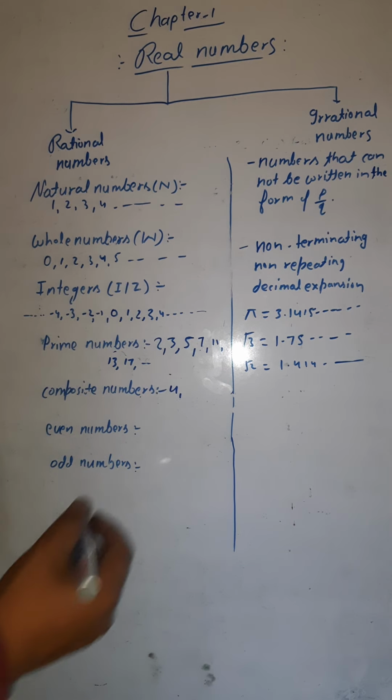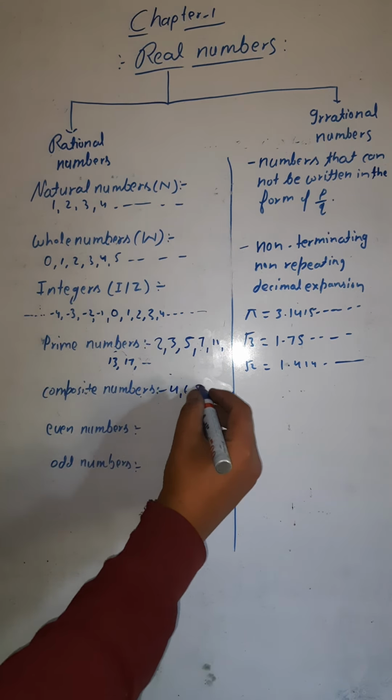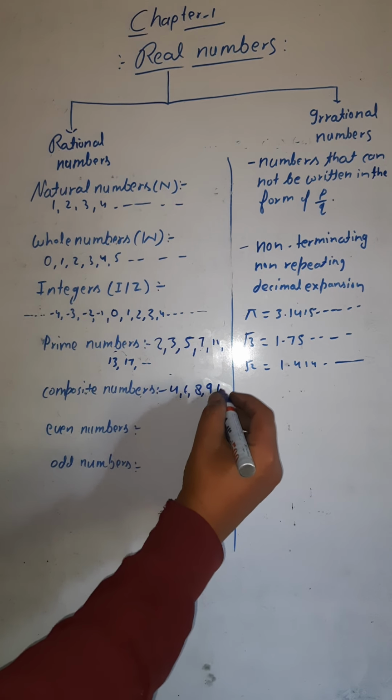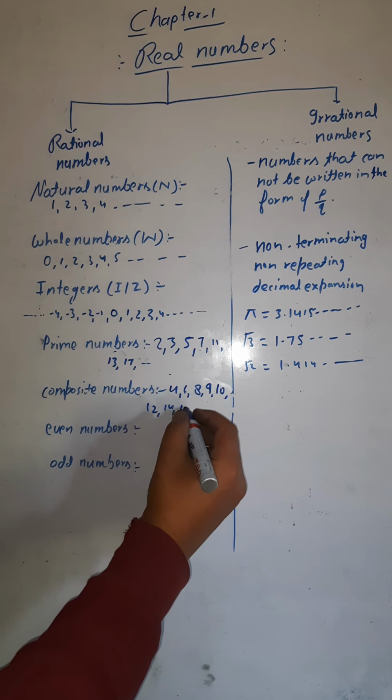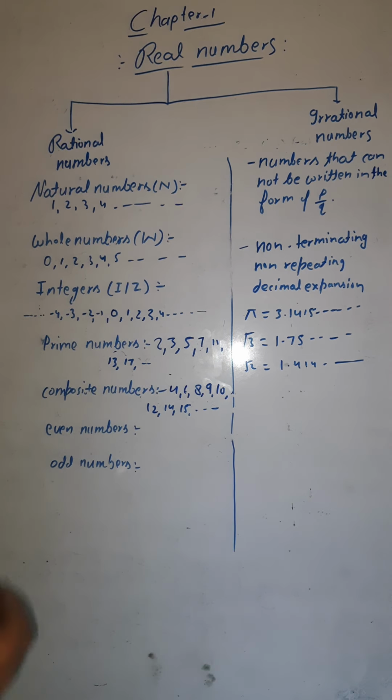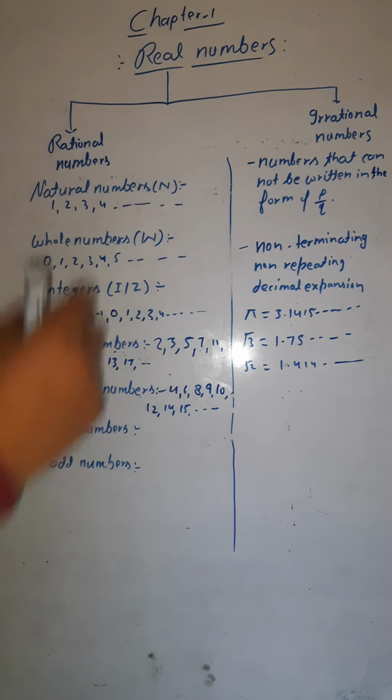So the first one is 4. Then you have the next example, that is 6. Next is 8. Next is 9. Next is 10. Then 12. Then you have 14. Then you have 15, etc. So all these numbers are called composite numbers.